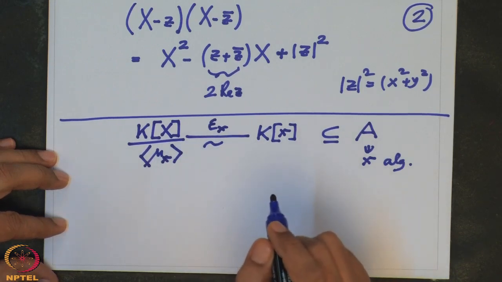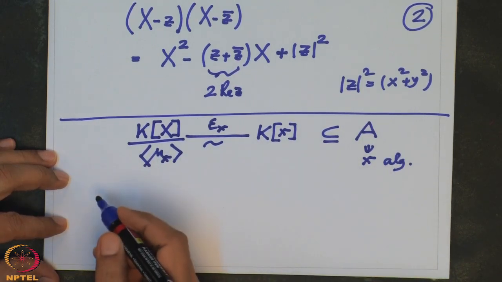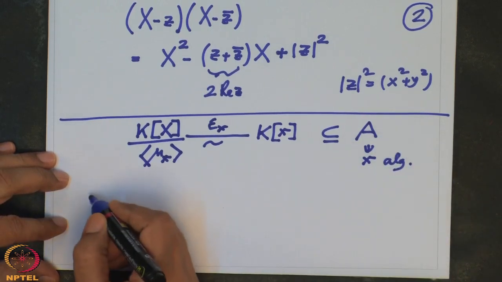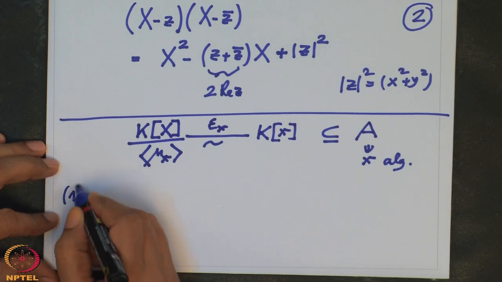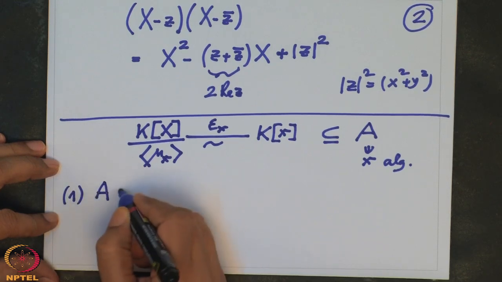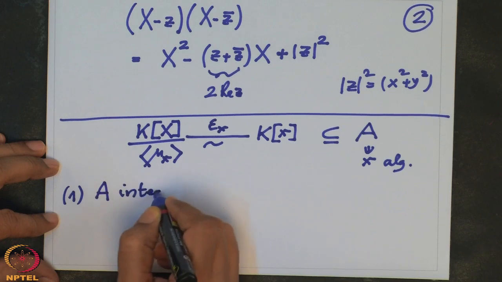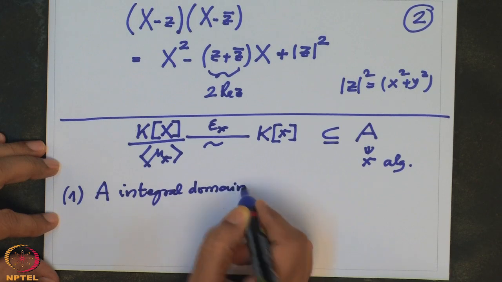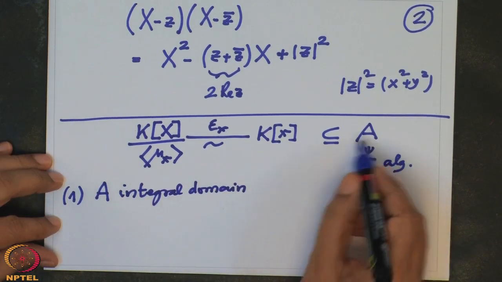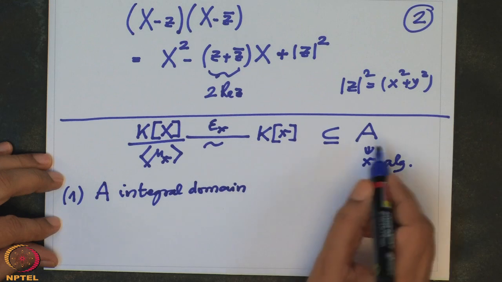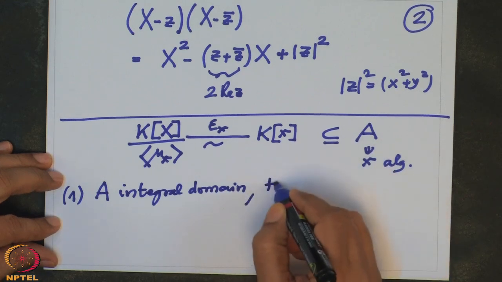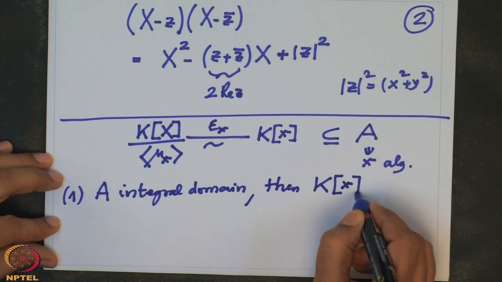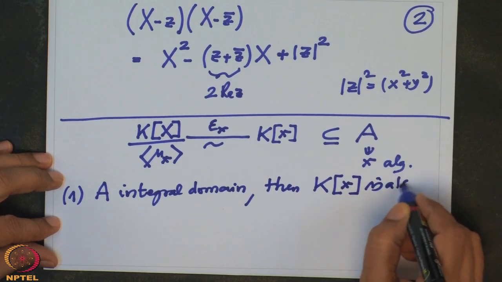So the first thing to note here is that A may not be a field. So suppose A is an integral domain, then K[x] is a subalgebra of this. So in particular it is a subring, and a subring of an integral domain is an integral domain. So this K[x] is also an integral domain.